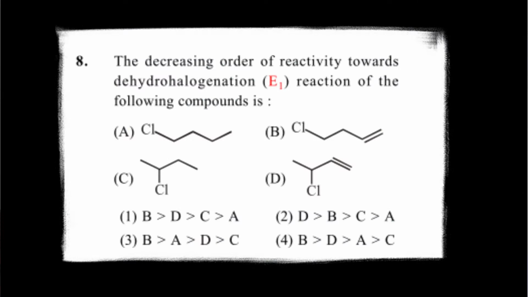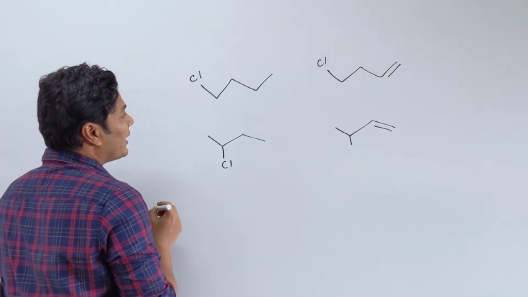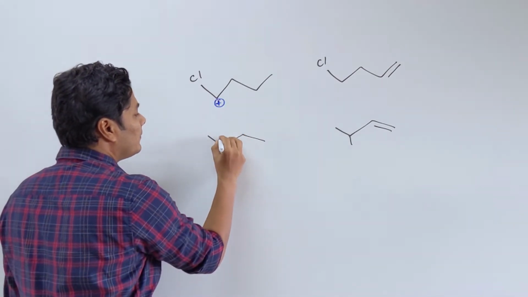Question number 8. The decreasing order of reactivity towards dehydrohalogenation E1. Circle the E1 because dehydrohalogenation normally what we saw, it proceeds through E2. If it proceeds through an E1 right away, it's not a printing mistake. They are telling you it's an E1, means it goes through a carbocation mechanism. Carbocation mechanism means dehydrohalogenation. By removing a halogen, you get a carbocation. So you remove the halide in the first step. So you're going to form the corresponding carbocations. All you have to do is put the corresponding carbocation. So carbocation here.